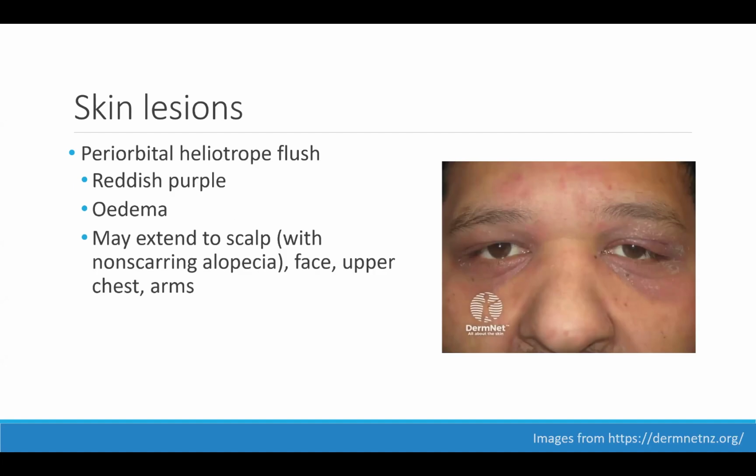These are the skin lesions of dermatomyositis, and typically we think about the periorbital heliotrope flush, and this is usually reddish purple and edematous. It may extend to the scalp with the presence of non-scarring alopecia, face, upper chest, and arms.